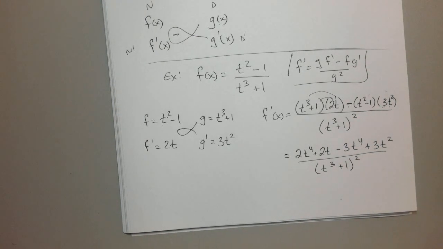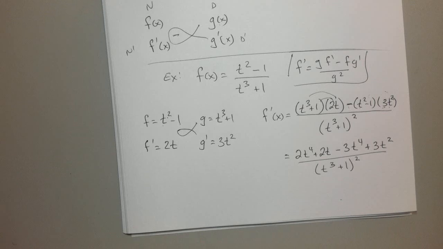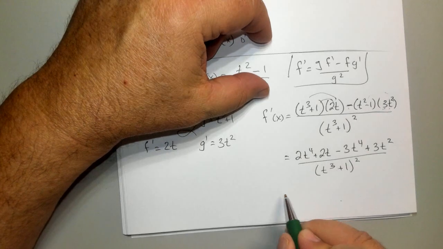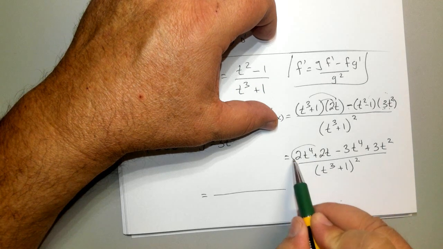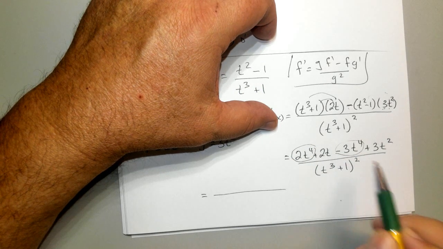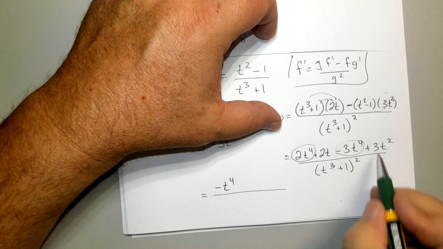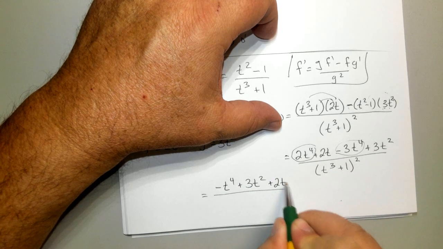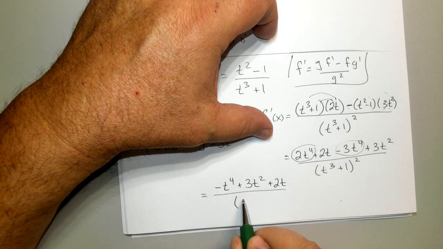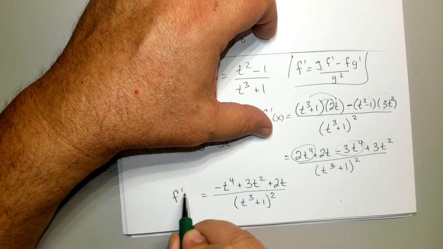The reason you want to do that is because it's much easier to find your asymptotes this way than if you expanded it. So leave the denominator as an exponential function. Combine like terms on top. 2t to the 4th minus 3t to the 4th is negative t to the fourth plus 3t squared plus 2t, over t cubed plus 1 squared. And that's your derivative.